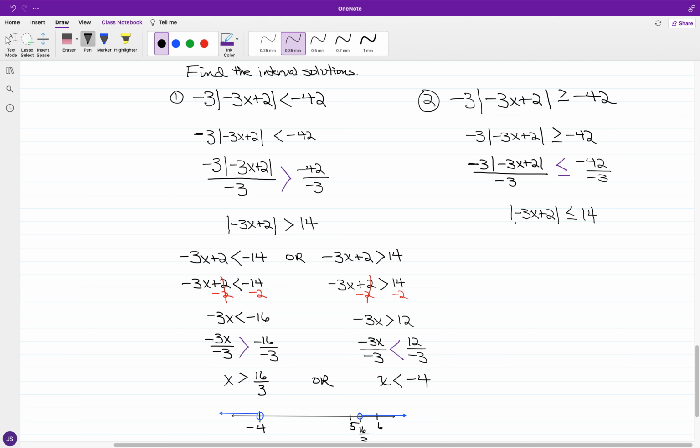All right, and again, if the inequality is greater than or equal to the constant, you're going to have these disjointed statements. And if the inequality is such that the absolute value is less than or equal to that which represents k, you're going to have a compound inequality, where the expression that was inside the absolute value bars lies between the negative and the positive k. So in this case, you have negative 14 is less than or equal to negative 3x plus 2, which in turn is less than or equal to 14.